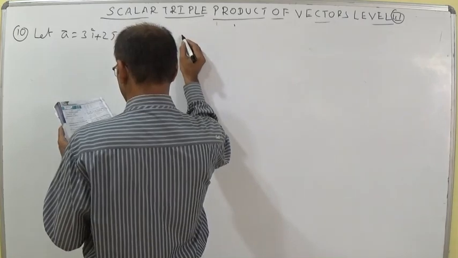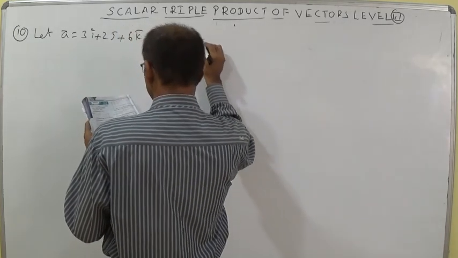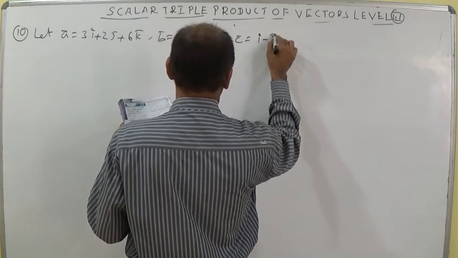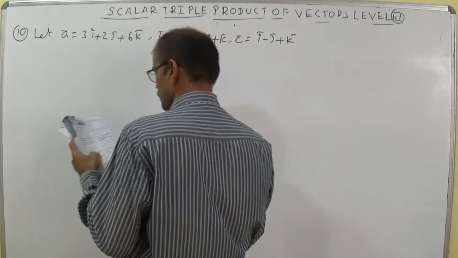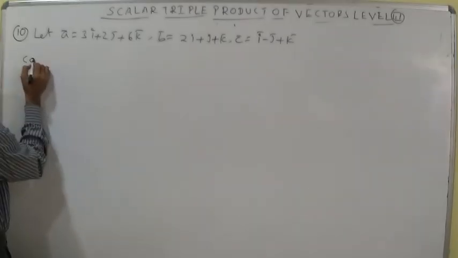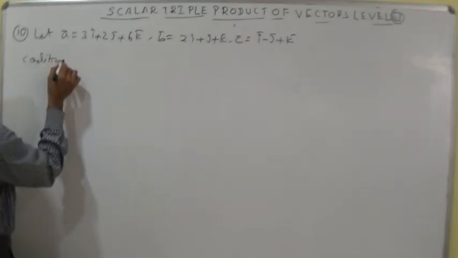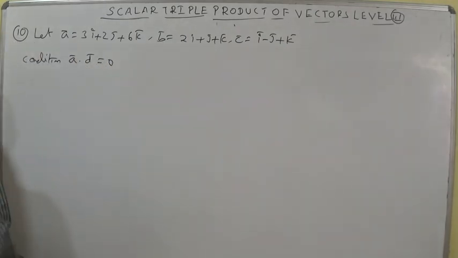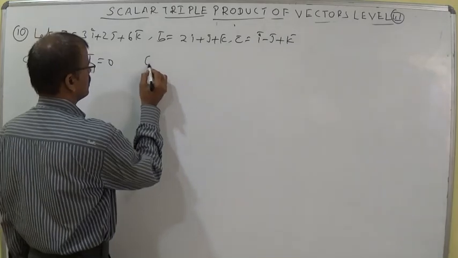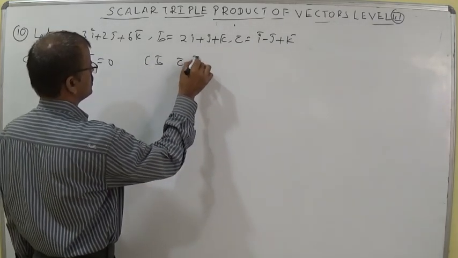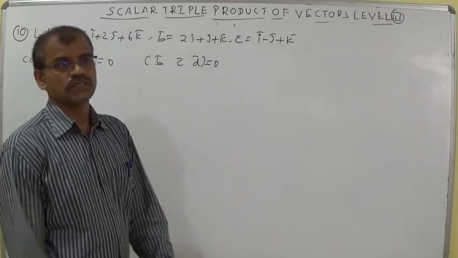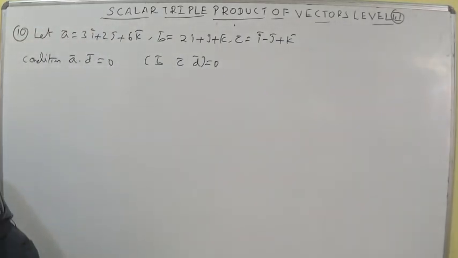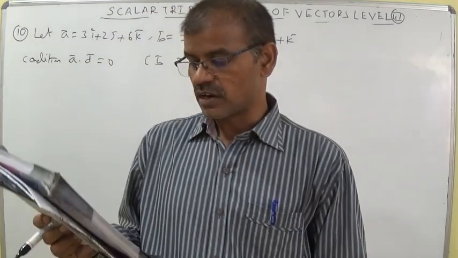You write here, this is B. B is equal to 2i plus j plus k, and C is equal to i minus j plus k. Condition I am writing: we should calculate another vector, let the other vector be D. Condition: A bar dot D bar equals 0, and box BCD is equal to 0. Sometimes verification of the options is also possible. Here let us verify the options using the perpendicular condition.